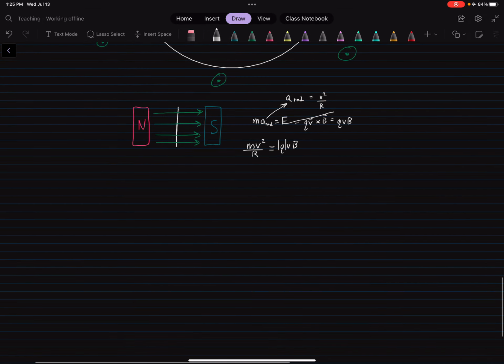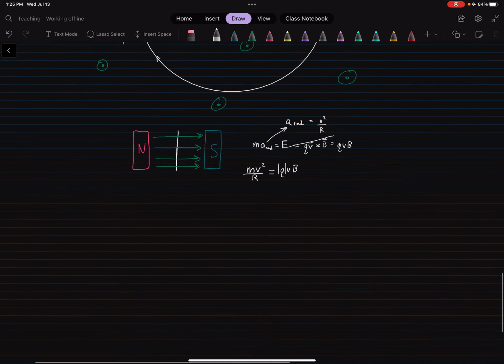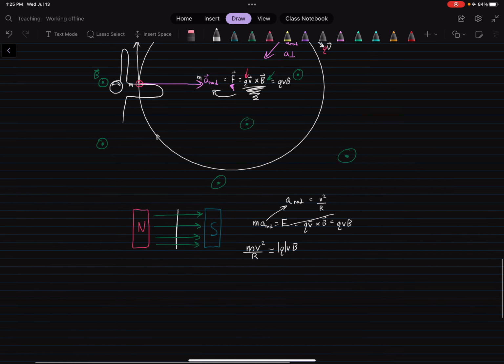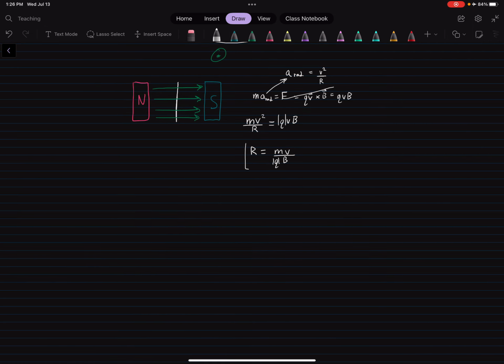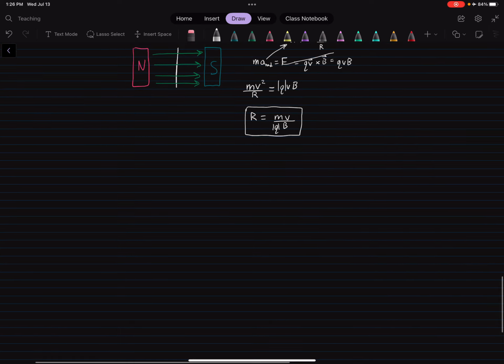All right, so now we can just solve for r to find the radius of the circular path, because that's what r is, the radius of this circle. And so if we solve for r, we get m v squared over q v B, and this is not squared. There we go: r = mv over qB. All right, so that is sometimes useful. There are some problems that deal with that.